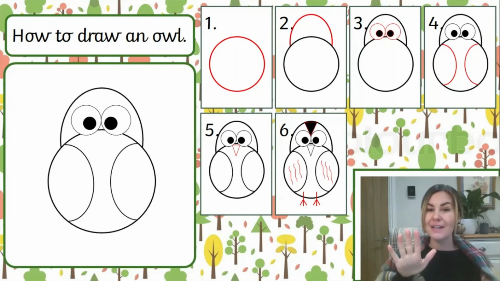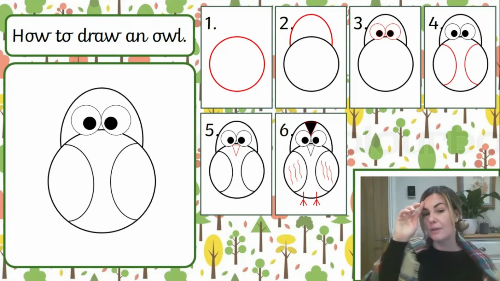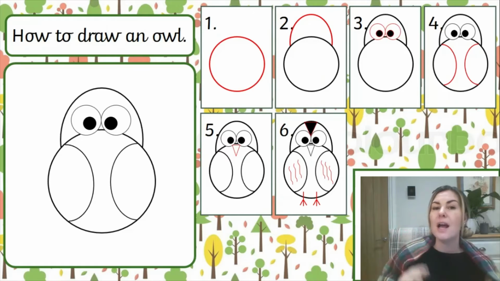Step 5, we're going to add the owl's beak. To do this, we're going to draw a triangle. And I don't know if you remember at school, but when we were learning triangles, we learnt there were 3 edges, and we learnt it by saying triangle. So let's add a triangle beak in. There it is. And then we can go to step 6.